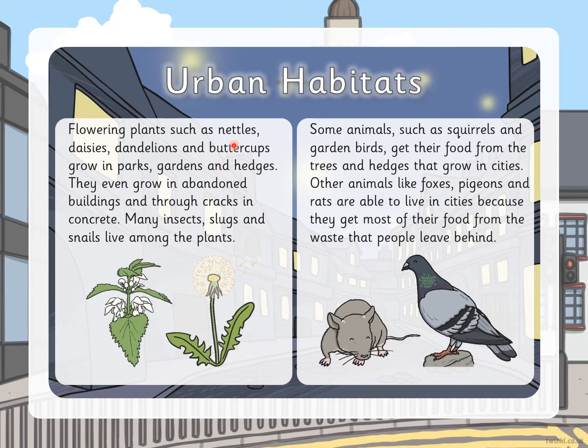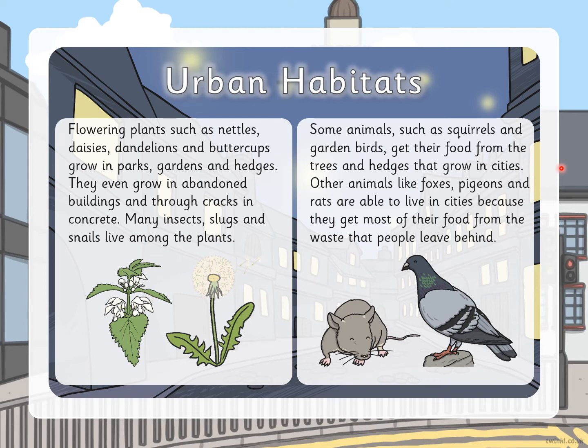Flowering plants such as nettles, daisies, dandelions and buttercups grow in parks, gardens and hedges. They even grow in abandoned buildings and through cracks in concrete. Many insects, slugs and snails live among the plants. Some animals, such as squirrels and garden birds, get their food from the trees and hedges that grow in cities.